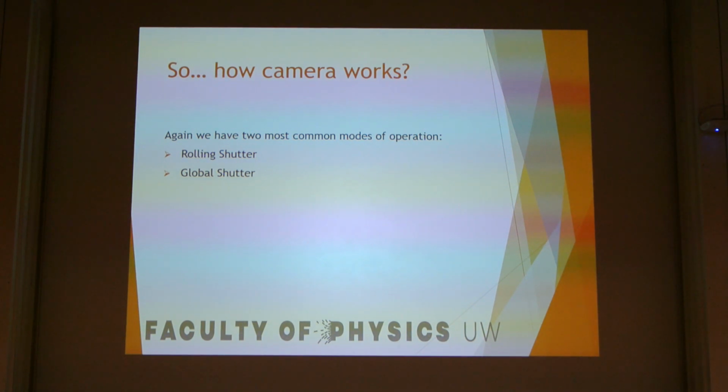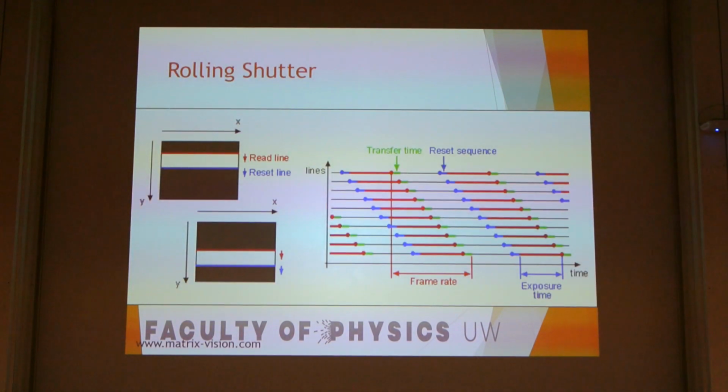So we have again two basic types. We have rolling shutter cameras and global shutter cameras. Let's start from the rolling shutter. They are pretty crazy. Each line of pixels starts at a different time. So the first line of the picture can start when the last line of pixels is being read from the other frame. So this makes a lot of problems.